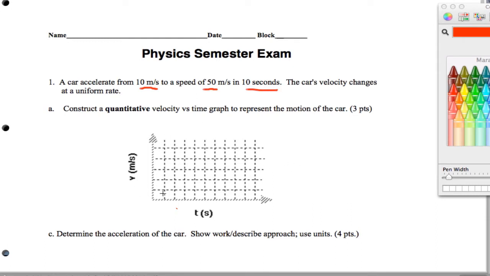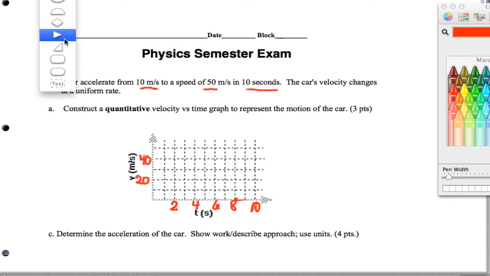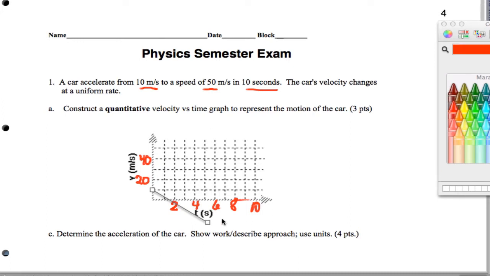So we're actually speeding up, and I want to label our axes. We have 2, 4, 6, 8, and 10 seconds on our axes. And then we have 20 meters per second, and then 40 meters per second. And I want to label my graph with the proper plot. Let's be clear here, this means we're going to start at 10 meters per second, and we're going to go all the way up to 50 meters per second like this.